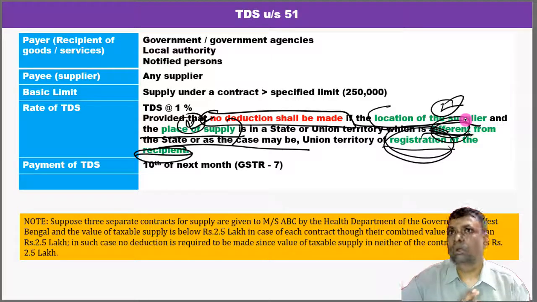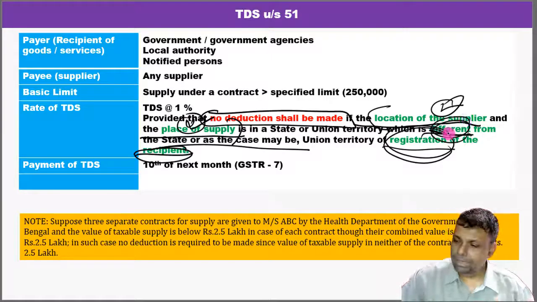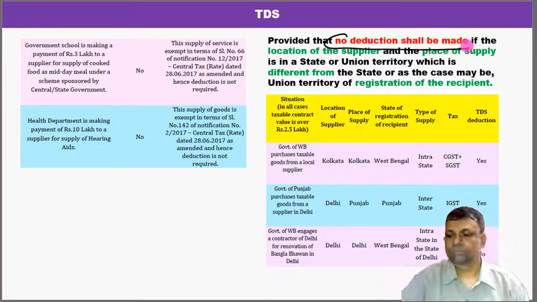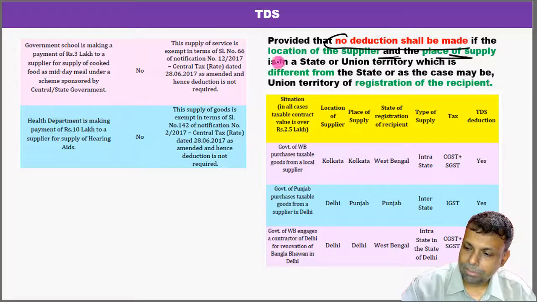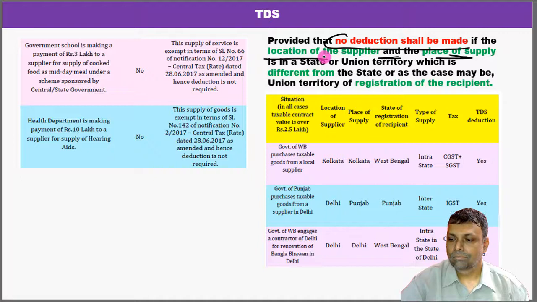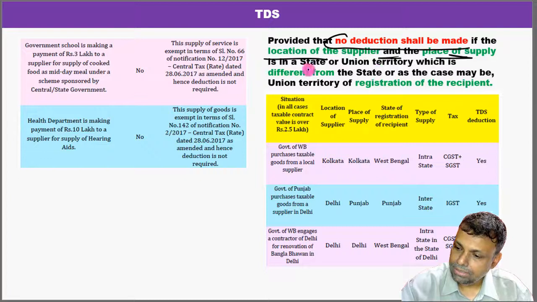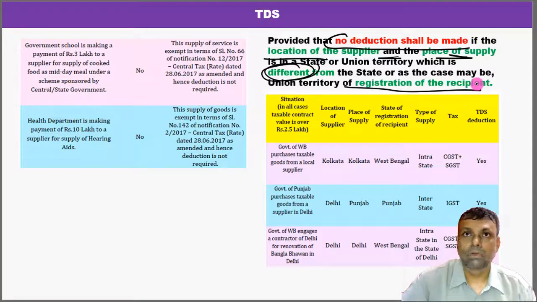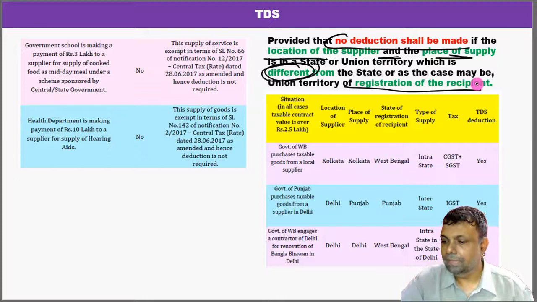Now this particular point has been analyzed in detail by the board and they have given a very good analysis on that front. Look at this particular point where no deduction shall be made: location of the supplier and the place of supply is different from the state of registration of the recipient. Now look at the example that they have given, and let me analyze that point, because here the students are likely to make mistakes.